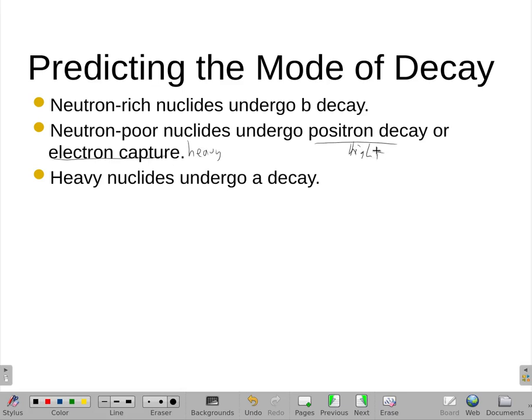Now, we never actually try to predict or guess if it's heavy or light in general chemistry. We actually treat these interchangeably to a degree. Alright, and then the heavy nuclides are always going to go through, that should be an alpha. Matter of fact, that should have been a beta. But I guess I didn't get my font right.